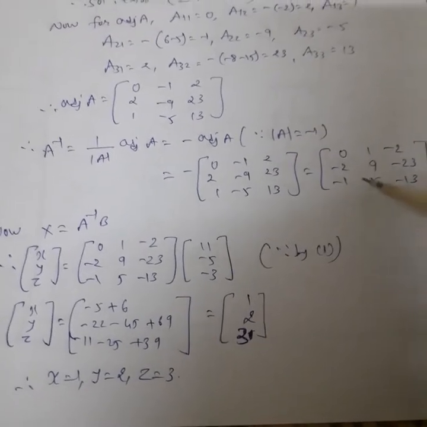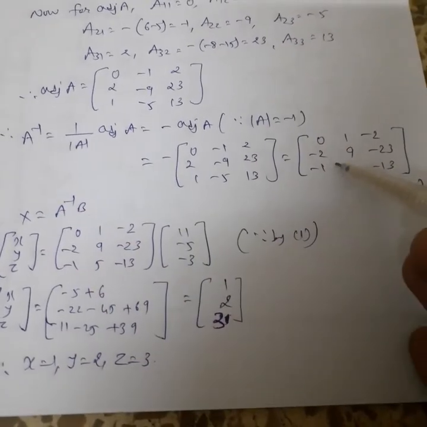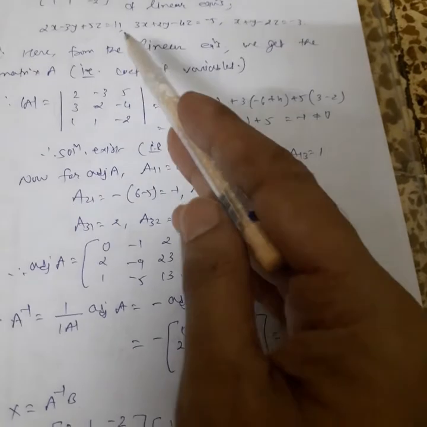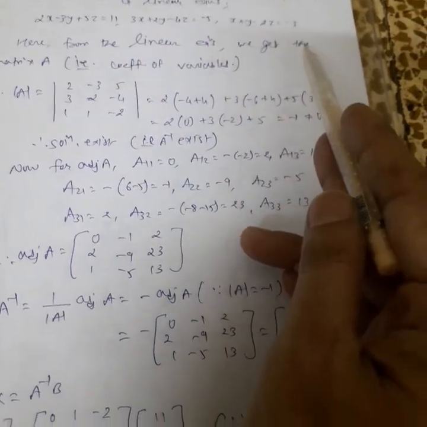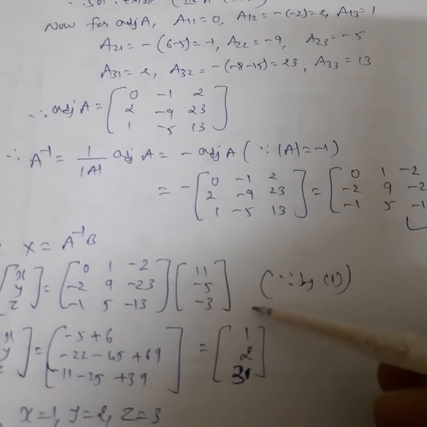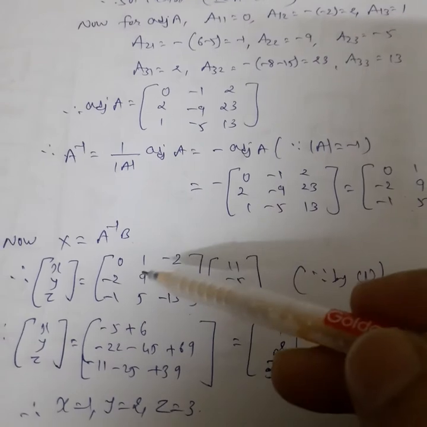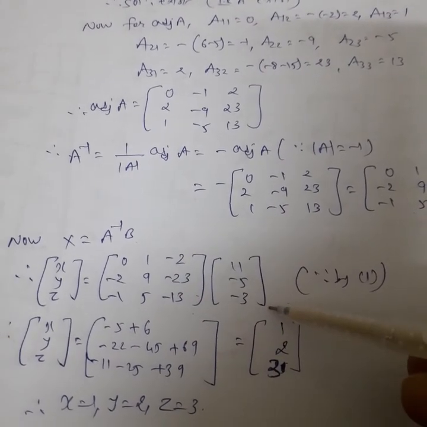We substitute this value in the formula X equals A inverse B. X is x, y, z, A inverse is this, and B is the right hand side, that is 11, minus 5 and minus 3. So here a 3 by 3 matrix, here a 3 by 1 matrix. So we get the multiplication of these two matrices, because the number of columns and the number of rows are the same.